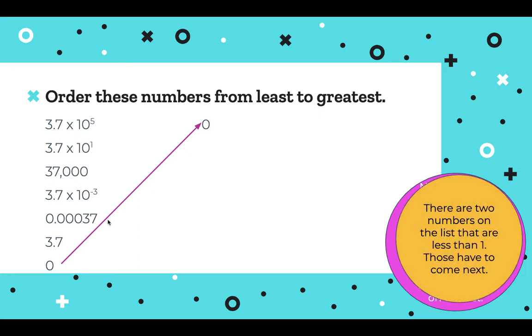So there are 2 numbers on the list that are less than 1. Those have to come next. So let's look at comparing those 2 that are less than 1. These 2 are going to be less than 1 because this negative exponent is telling us we need to move our decimal 1, 2, 3 places. When we convert our bottom one, which I mentioned before, we convert it to 3.7 times 10 to the negative fourth.